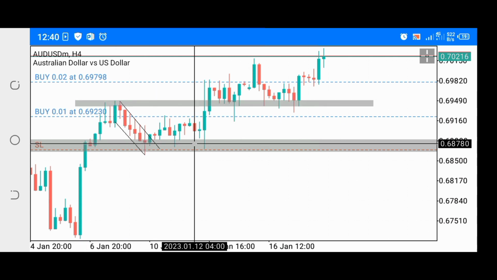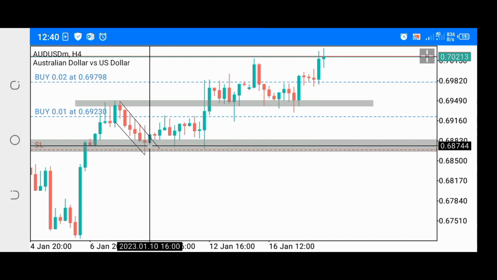You have indecision candles. You have weak rejection. They need a momentum candle to your direction. That's when you confirm that this trade is actually profitable. When you have a momentum candle to your direction, if you don't have that, do not enter, do not risk, do not waste your time.